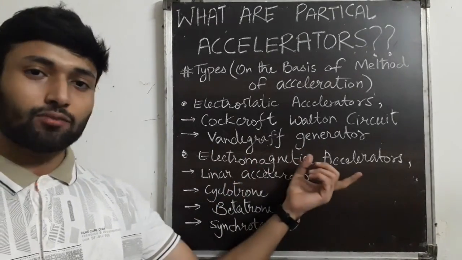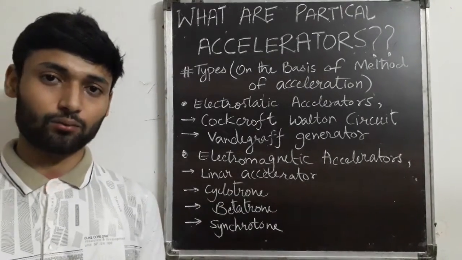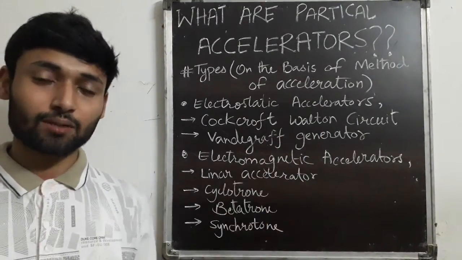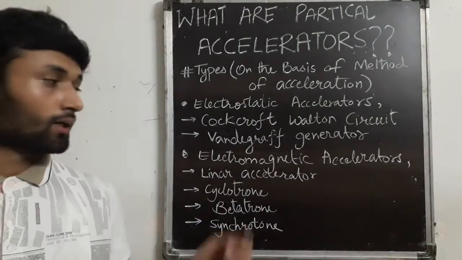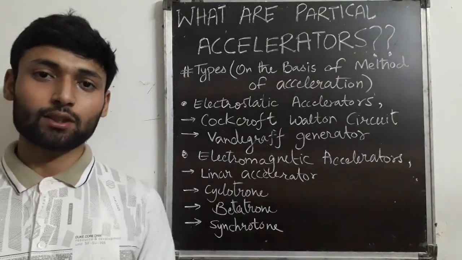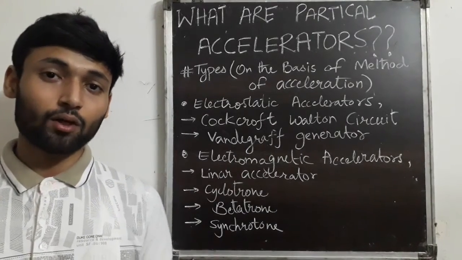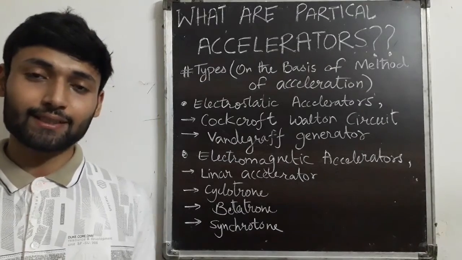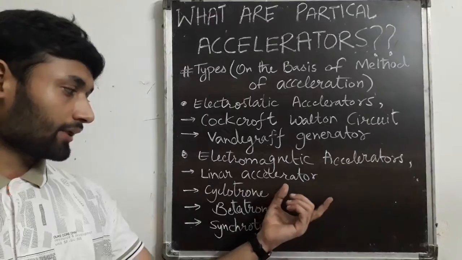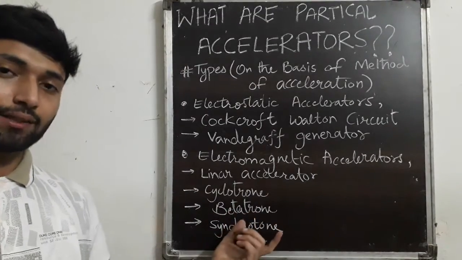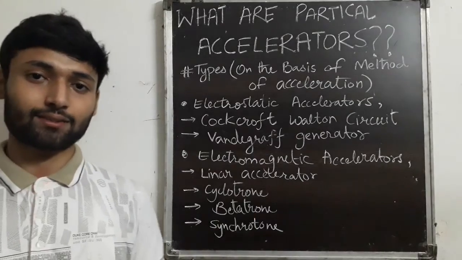Similarly, the Van de Graaff generator also increases the potential of a surface to a very high value, but both use extremely different ways to obtain high potential difference. Electromagnetic accelerators use oscillating electric and magnetic fields, or both, in order to increase the velocity of the charged particle. Linear accelerator, cyclotron, betatron and synchrotron are examples of electromagnetic accelerators.